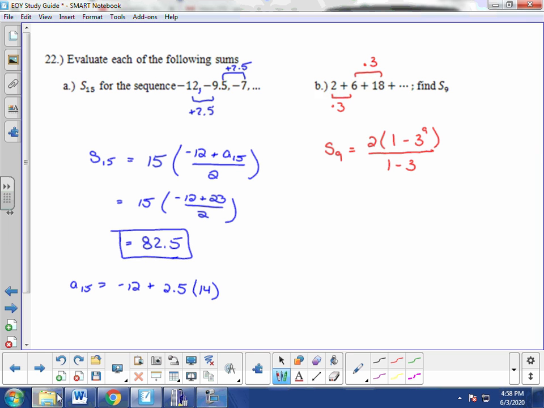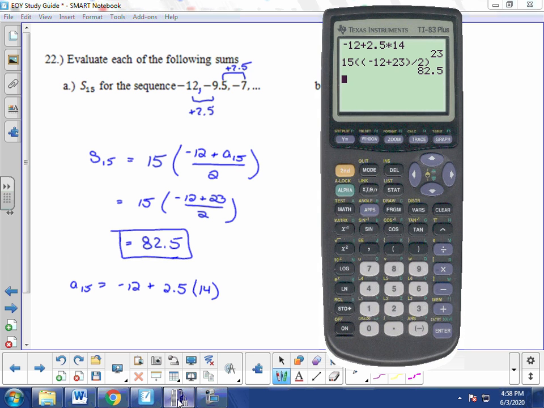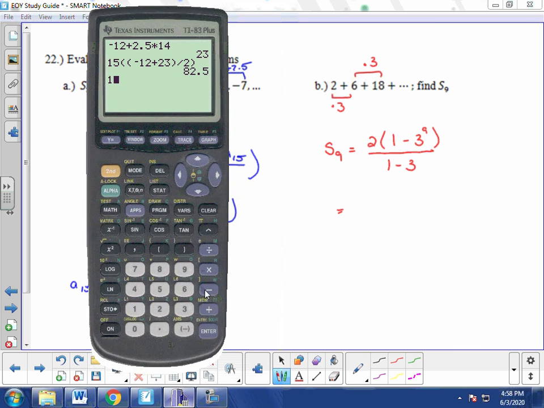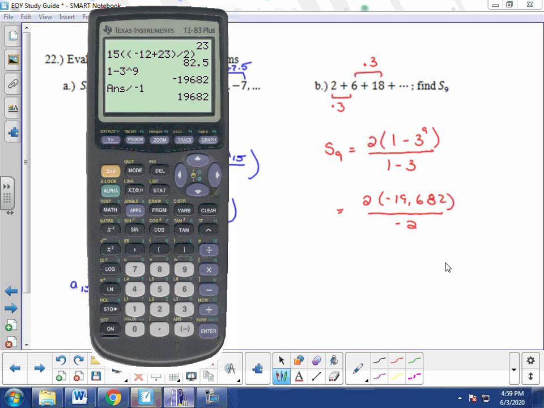So I'm going to simplify this a little bit at a time. I'm going to take 1 minus 3 to the 9th. So this would be 2 times -19,682 all over 1 minus 3, which is -2. So basically I can divide this by -1. If I simplify 2 divided by -2, my series would be 19,682. So the sum of the first 9 terms would be this value.